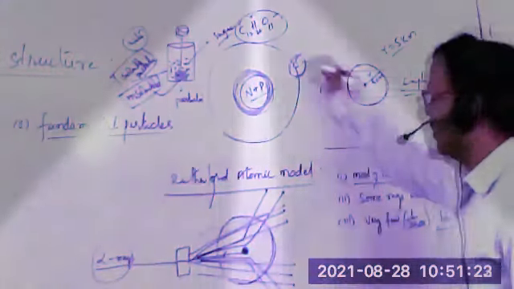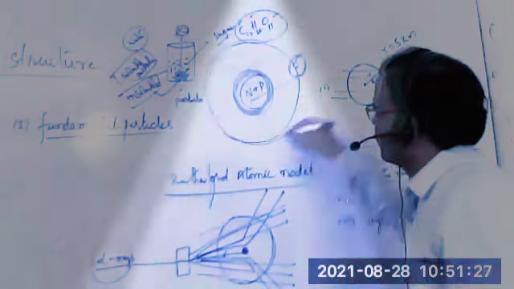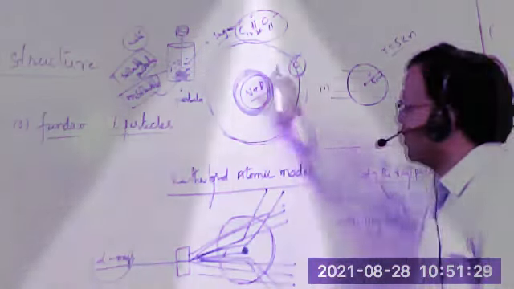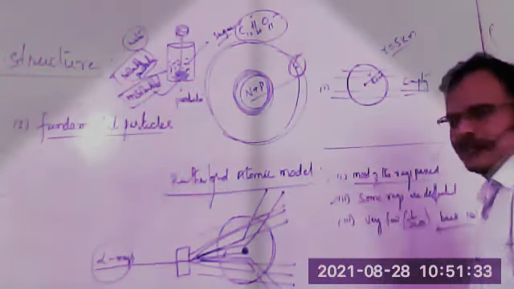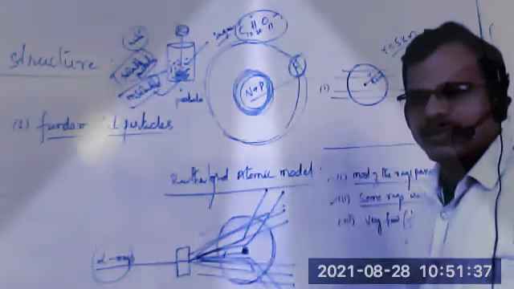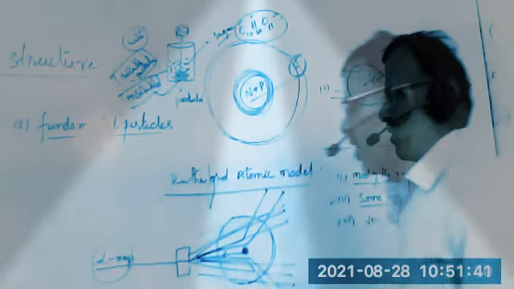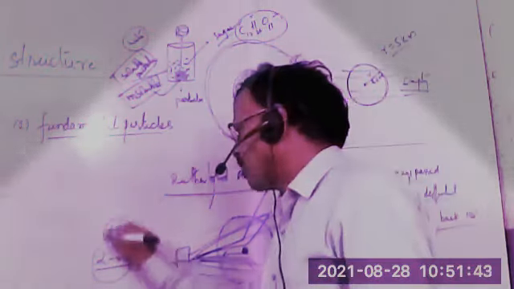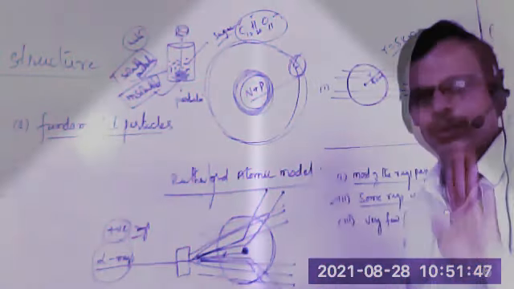You can understand here, these are the electrons, and the remaining part is small. Now, the second concept: some rays are deflected. Why are some rays deflected? What type of rays are alpha rays? Positive rays.